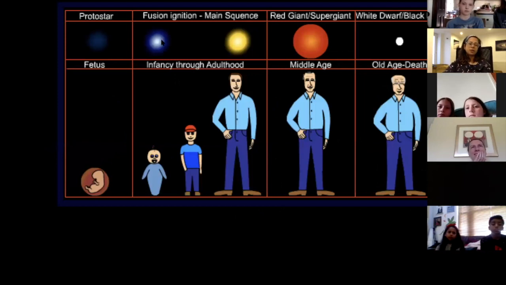You had your protostar, and then turning from a protostar into a star. And the main sequence is kind of like infancy through to adulthood. And then the red giant or supergiant phase is a bit like your middle age. And then your white dwarf or black hole is like an old age person. So the main sequence is the biggest chunk of time, the adulthood of the life of a star.